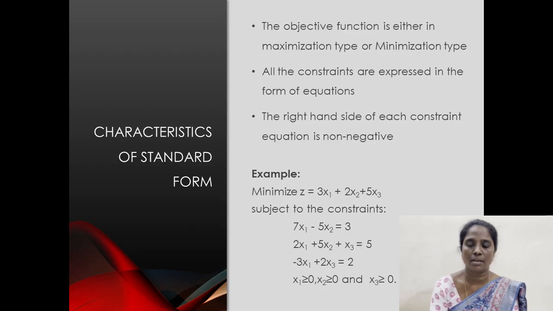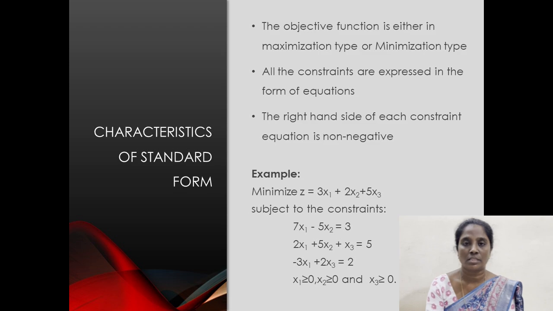Consider the following example. Minimize z is equal to 3x1 plus 2x2 plus 5x3, subject to the constraints 7x1 minus 5x2 equal to 3, 2x1 plus 5x2 plus x3 equal to 5, minus 3x1 plus 2x3 equal to 2, x1, x2, and x3 greater than or equal to 0. In this example, the objective function is in minimization type and all the constraints are in the equation form, and the right hand side of each constraint equation is non-negative. Therefore, the given example is in a standard form.